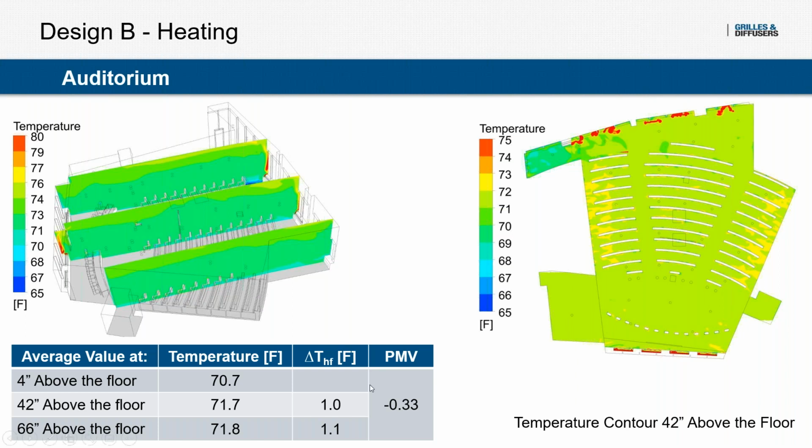And the other thing that I want to point out is that your stratification, although lower than in cooling, which you would expect because you don't have those concentrated heat sources in this case, you are still getting some thermal stratification, which is good. And thermal comfort, although different from the cooling case, is still within that comfort band stipulated by ASHRAE Standard 55.